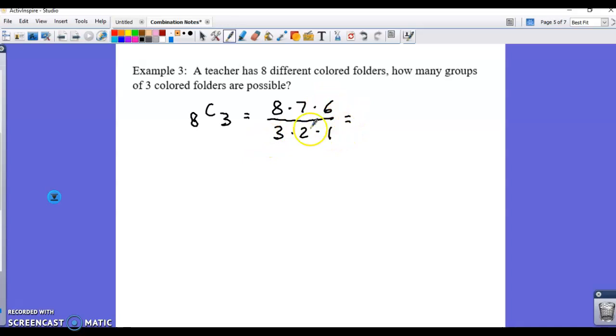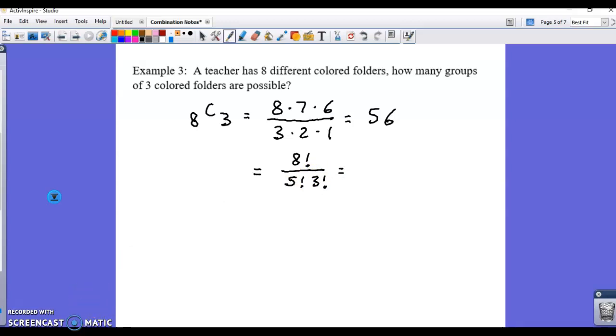You could reduce out the 3 and 2, the 6, 8 times 7. So 56 should be the answer. You could write this as a factorial. So that's 8 factorial over, subtract them, 5 factorial, 3 factorial.